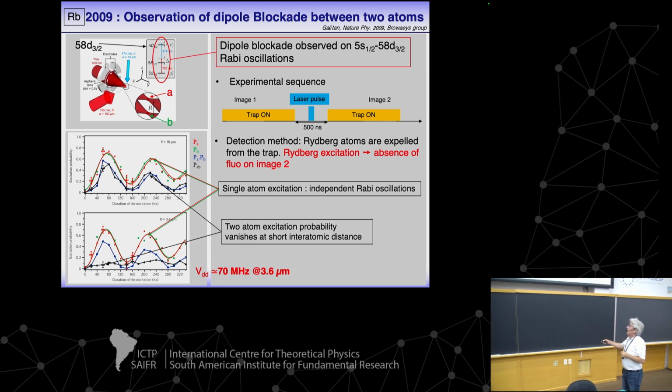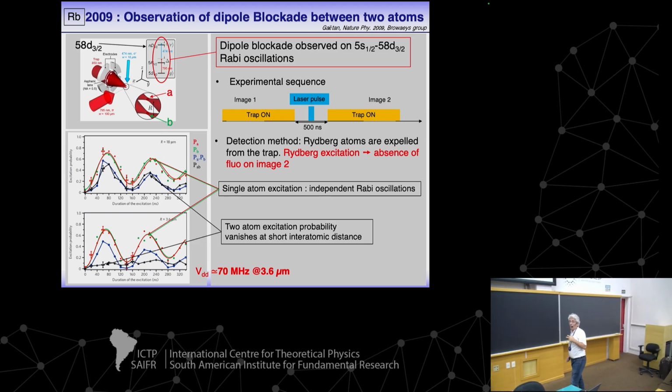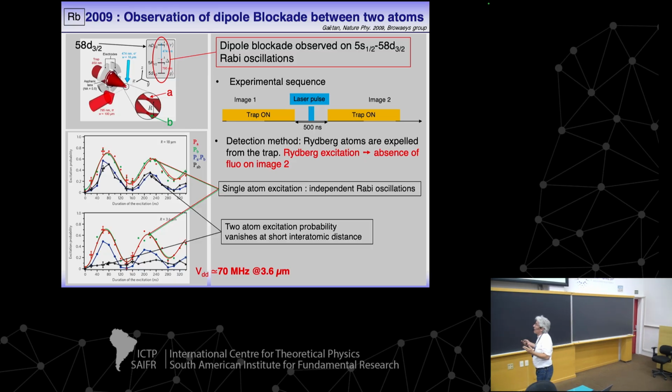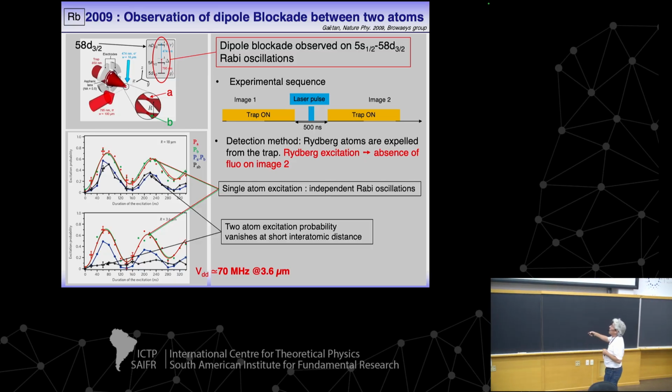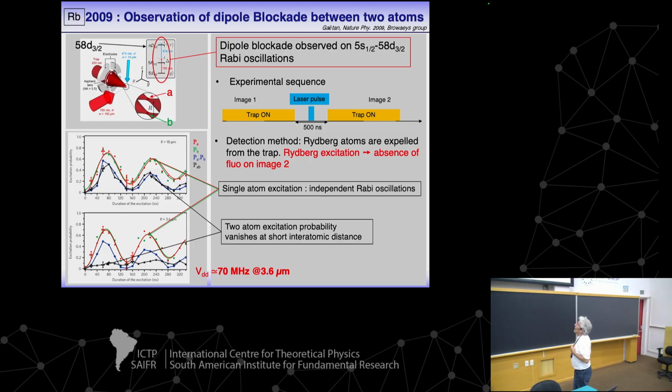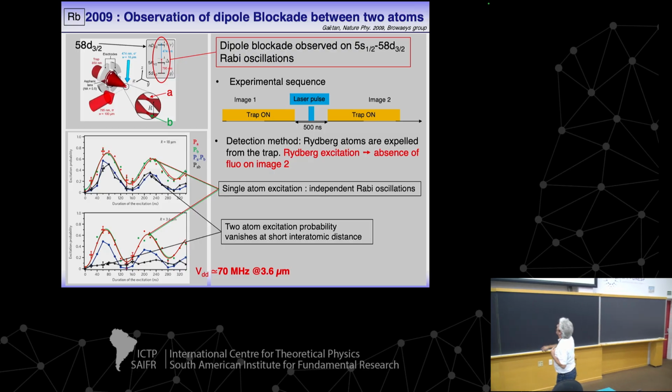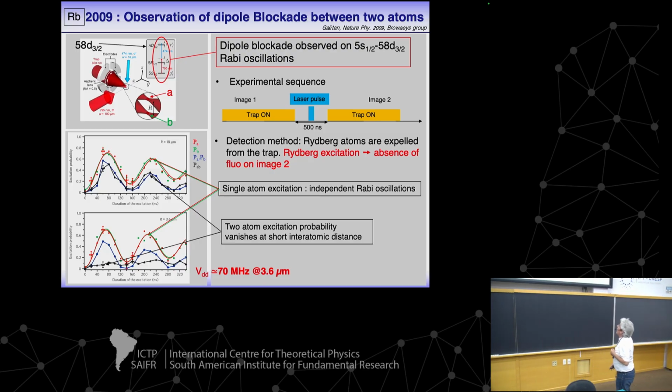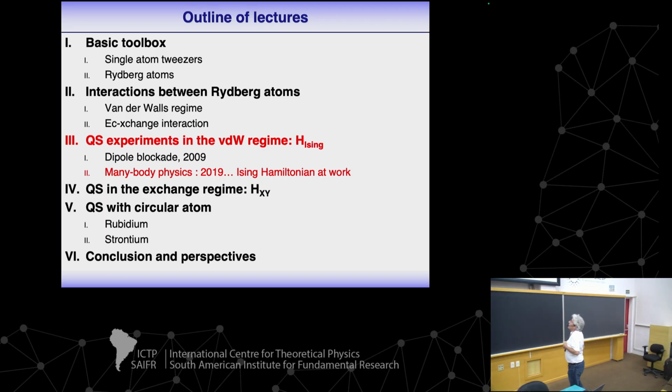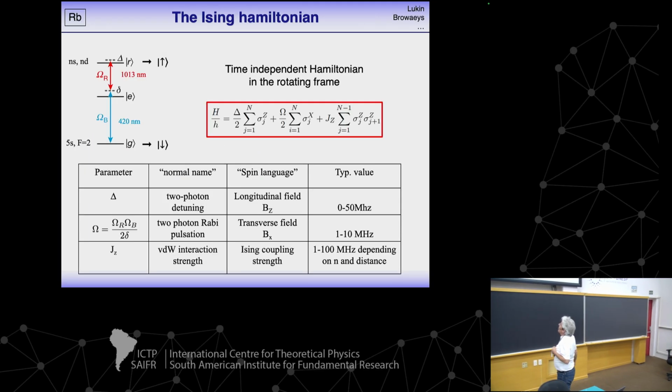So you see the blockade is not yet perfect. No, it's much better now, but it was the first experiment, and they understood well through experimental imperfections what was there with the actual data. So that's the point for this.